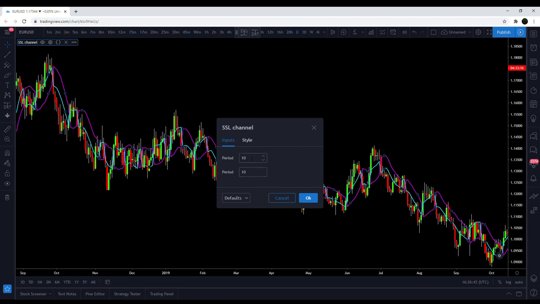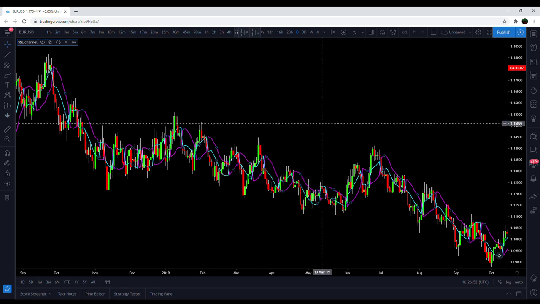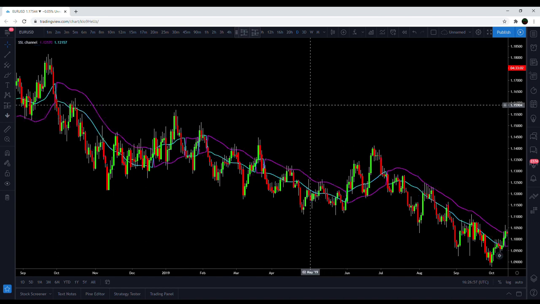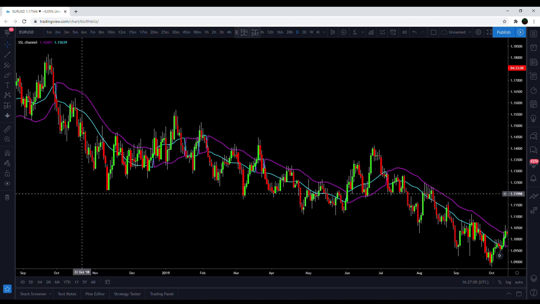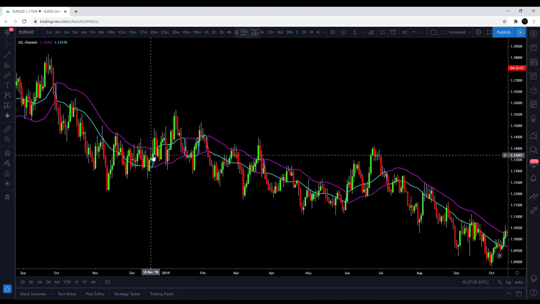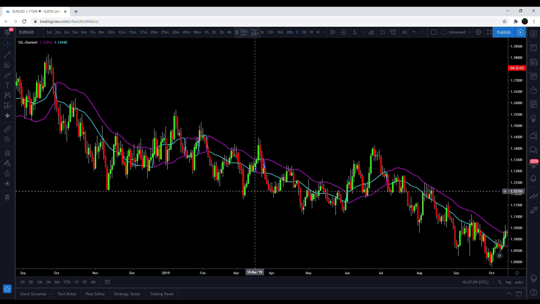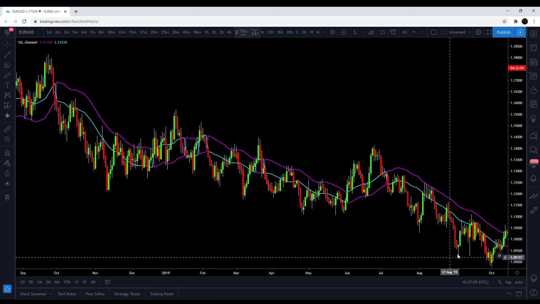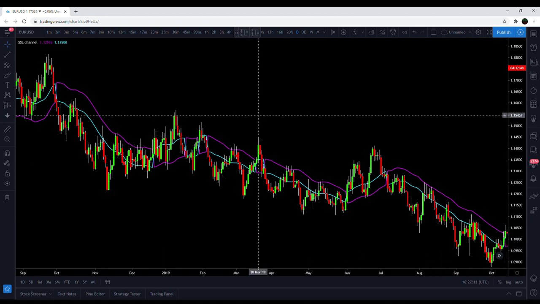Period 10 is the default, and it's way too sensitive at 10. So what happens when we make it 3 times less sensitive? Well, that looks a lot nicer, but how many signals is it giving us now? 1, 2, 3, 4, 5, 6, 7, 8, 9, 10. So about 1/3 as many signals, so yes, 3 times less sensitive.